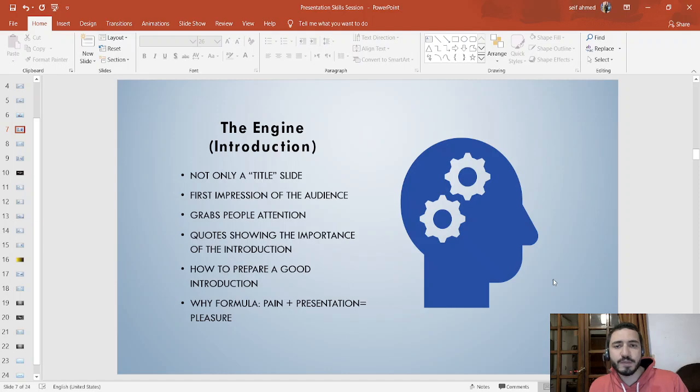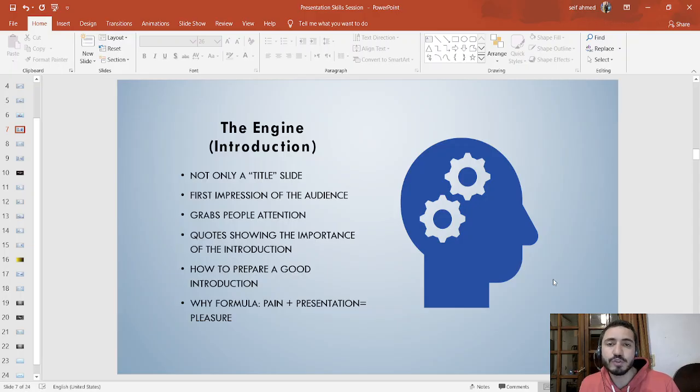So starting with the engine or the introduction, it is the start or the beginning of your presentation. So it's the first impression that is gonna be taken about you. So you need to make it precise and you need to make it professional so that you will not lose the attention of your audience at the beginning of the presentation.